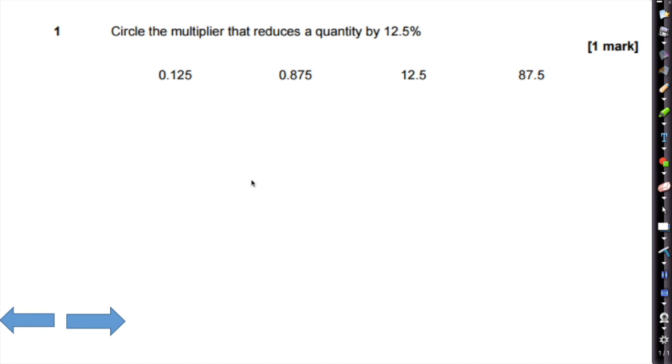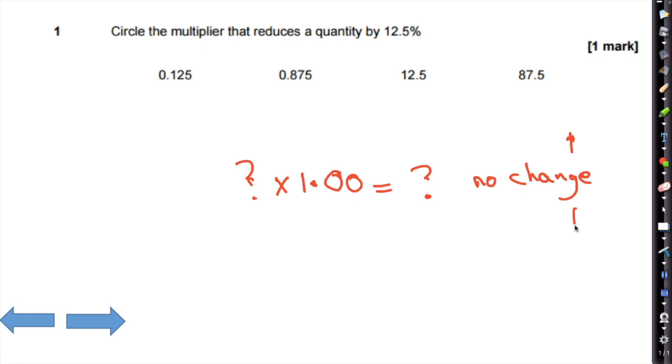So multipliers are numbers which, if we multiply a number by it, so if we have a number, whatever that number is, just put a question mark for now, times it by, say, 1 or 1.00, your answer will always just be whatever number you started with, i.e. there will be no change, no increase, and no decrease. We're not going up or down, the number stays the same.